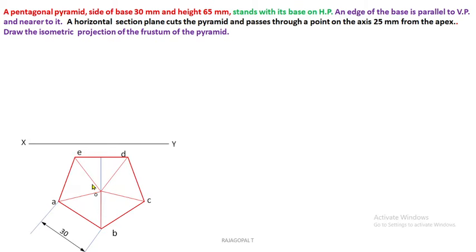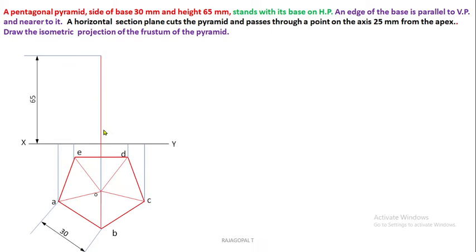Now you can extend the projectors from all the corners of the top view to find the front view with the help of the axis height as 65 mm. Here OB is the slant edge which is exactly on the axis, so there is no need to draw the axis representation. We can go for continuous thin lines and join all the respective projectors to complete the front view.